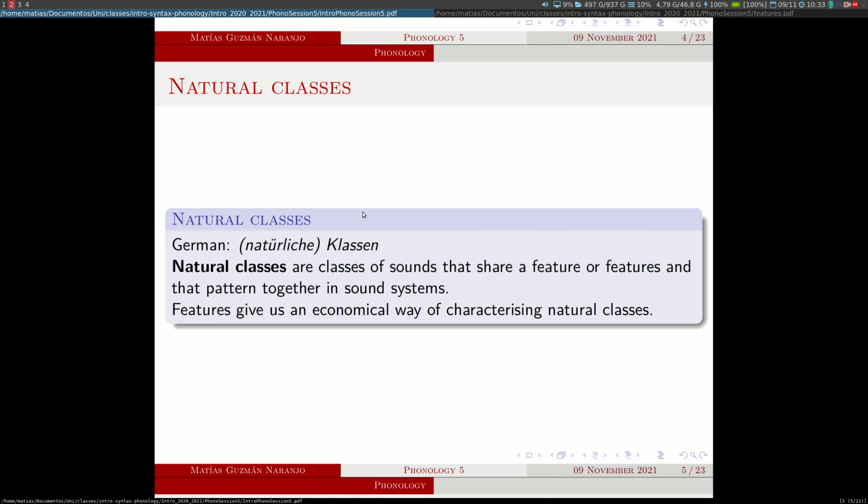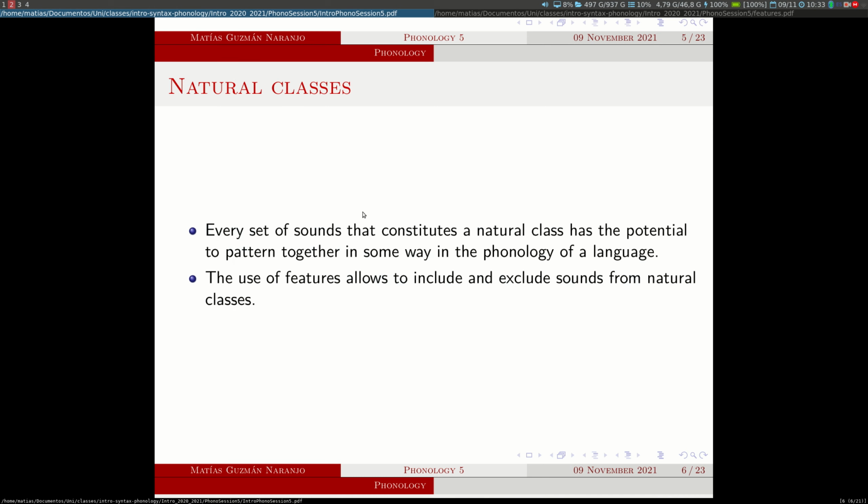And connected to the idea of features is the idea of natural classes. And natural classes are classes of sounds that share a feature or a set of features, and that very crucially, pattern together in a language. And using features allows us to generalize or to capture classes, natural classes. Yes, this is what I just mentioned.